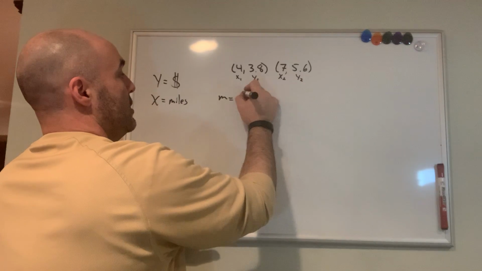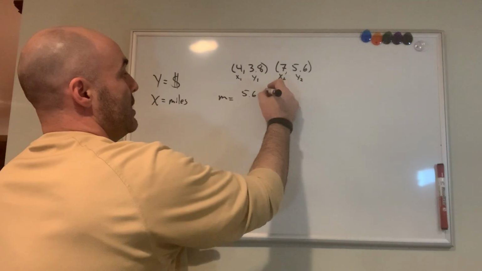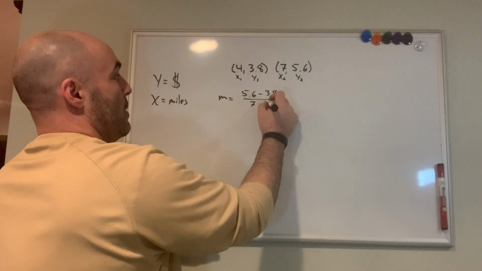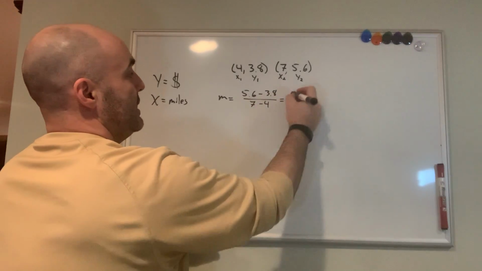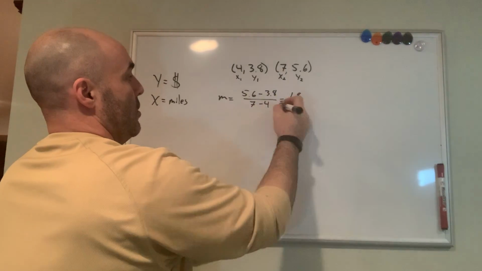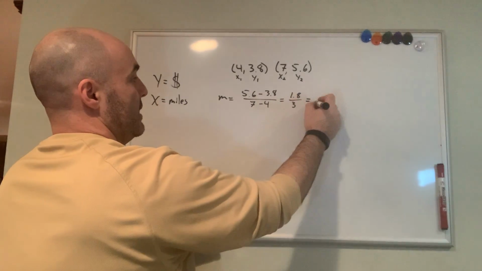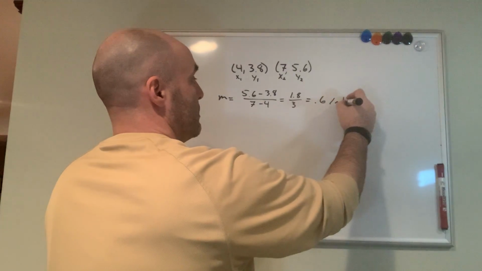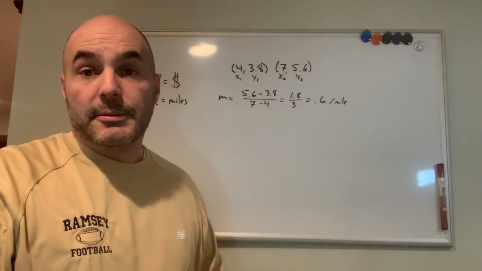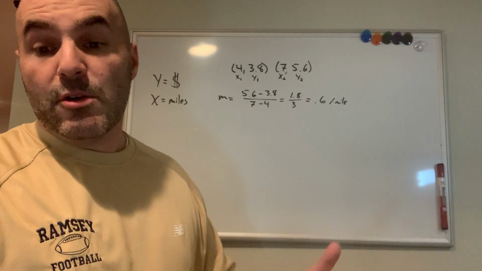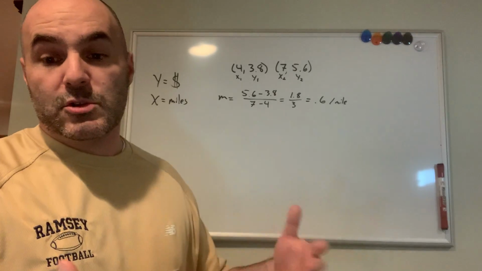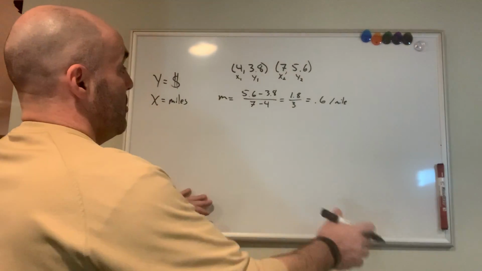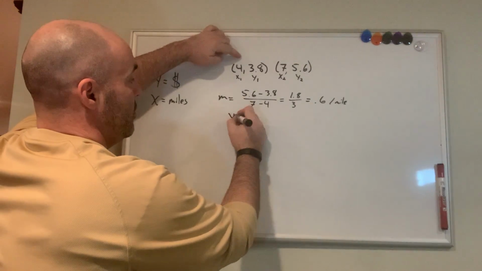So y2, which is 5.6, minus y1, which is 3.8, over x2, which is 7, minus x1, which is 4. That's going to be a $1.80 difference over 3, and that is going to be 0.6 or 60 cents per mile. Now what we have to do is figure out what determines the rate. So we're going to need to come up with an equation. We're almost there, and then we're going to figure out how far we can go with exactly $8.60. But here we have a known point, so we'll go with what we know right now.